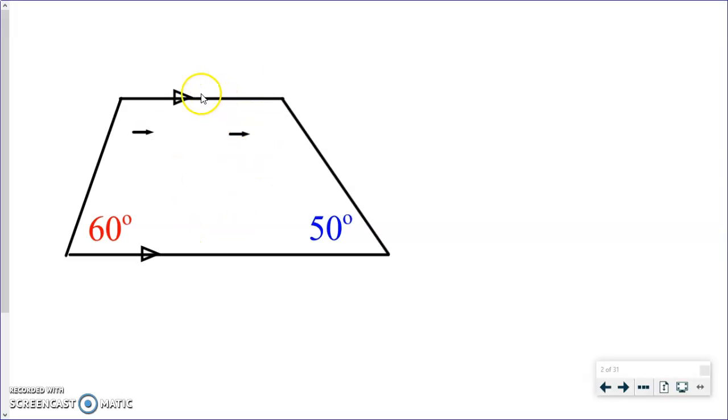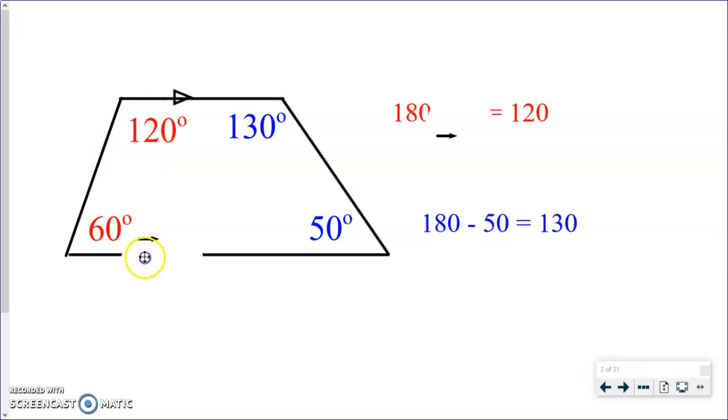All right, so this is a trapezoid. We've got one pair of parallel sides. So if we were trying to find the other two angles, since we know that this one is 50, this one's going to be 130 because 180 minus 50 is 130. If this angle is 60, what is this one going to be? That's right, 120, because 180 minus 60 is 120.